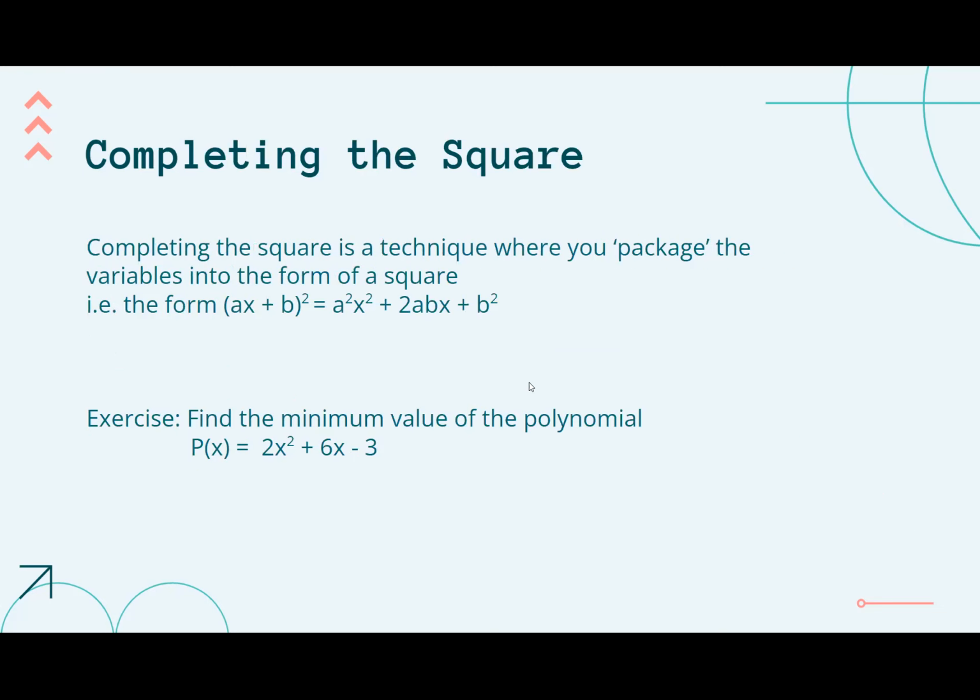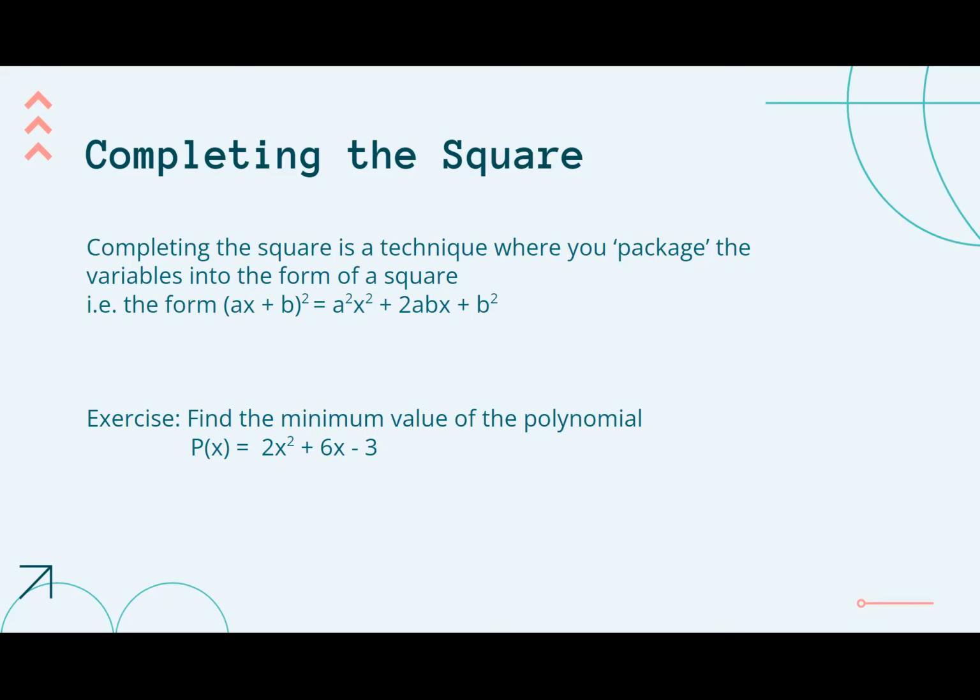And then we have completing the square. Does everyone here know the identity a plus b squared equals a squared plus 2ab plus b squared? I'm assuming everybody knows that. That's basically what you're doing here. You take a quadratic and turn it into a square form like that. It's pretty basic stuff. You can do this exercise here.